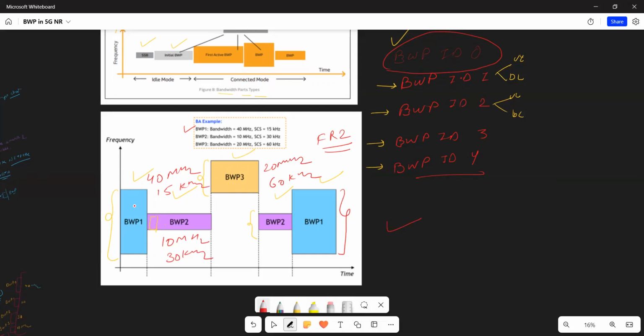So this would be considered as part one of BWP. There is a lot more in BWP, and BWP is also related to the CORESET, control resource set in 5G. So I'll be covering that part in the next video.